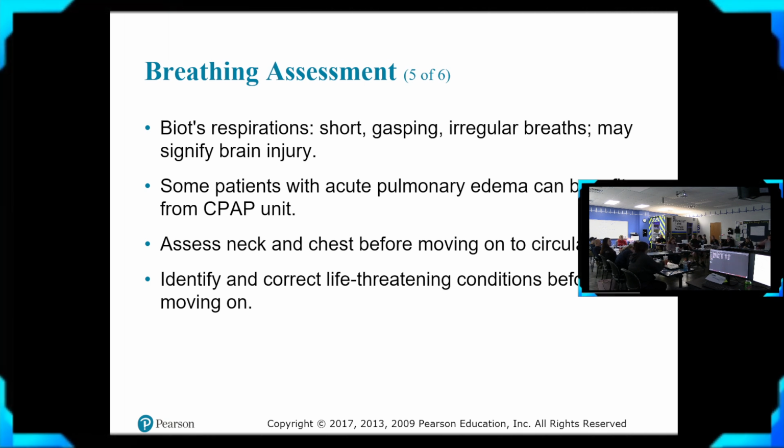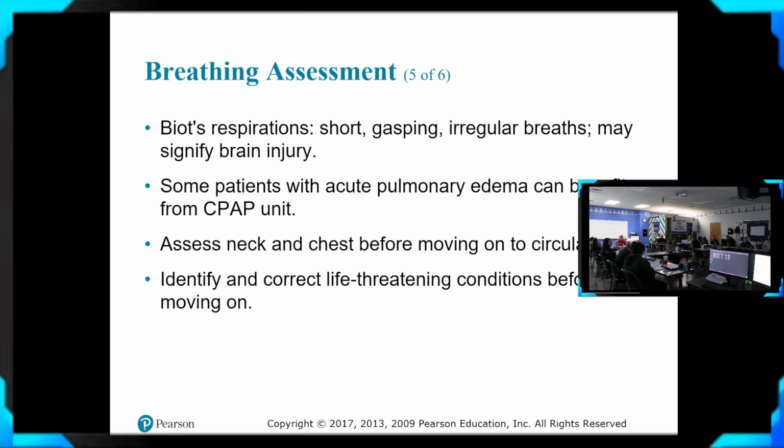Biot's, that can also be referred to as ataxic breathing. It's irregular rate, irregular depth. They're usually gasping, which may signify a brain injury, becoming hypoxic, or apneic. Usually when we get called to a code, toned out, we hear they've got agonal respirations. That's usually what they're referring to as Biot's or ataxic breathing.